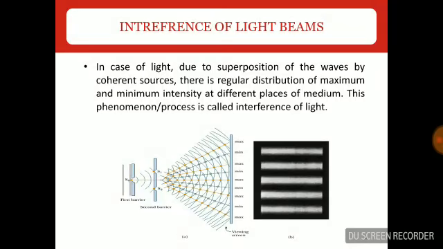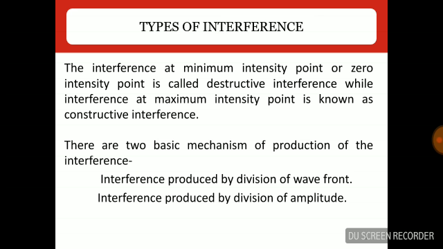Interference is one of the most popular phenomena in optics, in which superposition of two or more waves creates a regular intensity pattern in the medium. There are two types of interference: one is constructive interference and the other is destructive interference. In constructive interference, the intensity is maximum, while in destructive interference, the intensity is minimum.